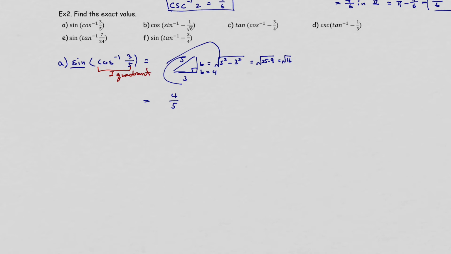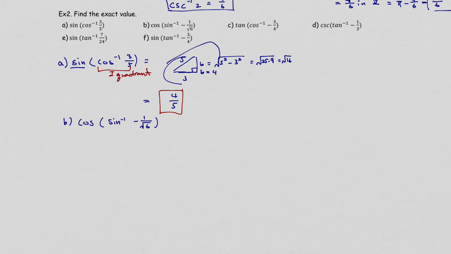So this value has to be positive in order to be in the first quadrant. So we know that's going to be positive, but you don't need to write the positive sign. Let's try one more time.